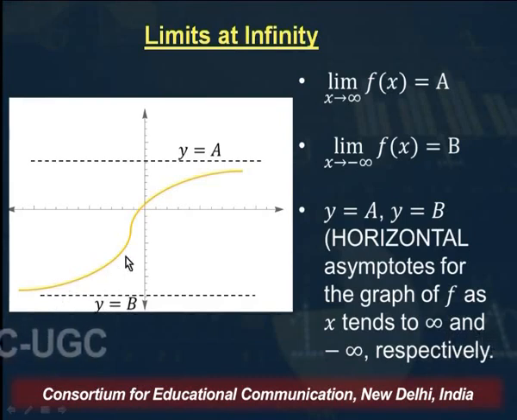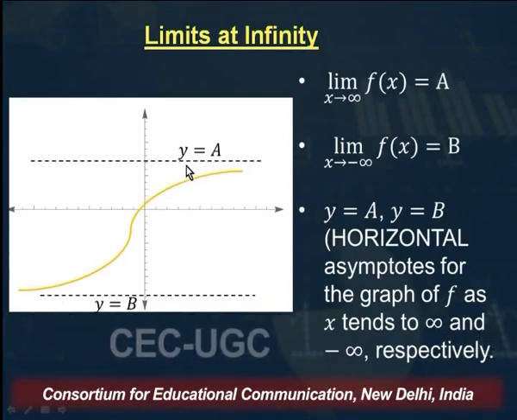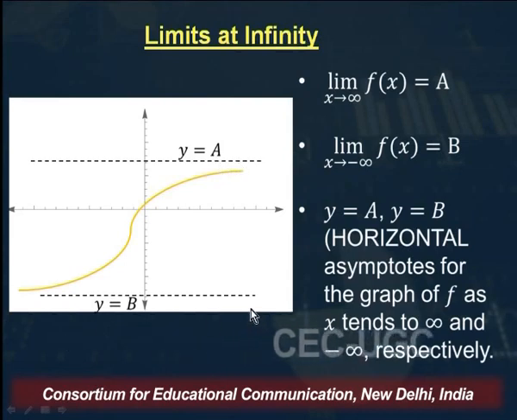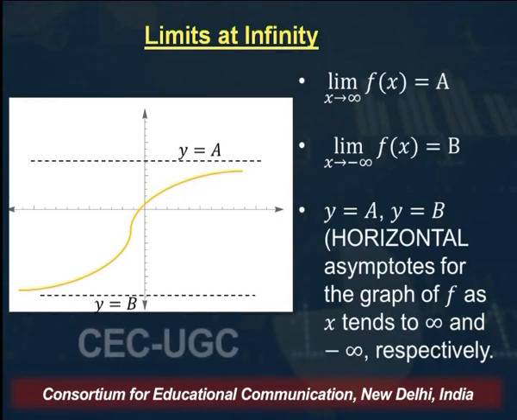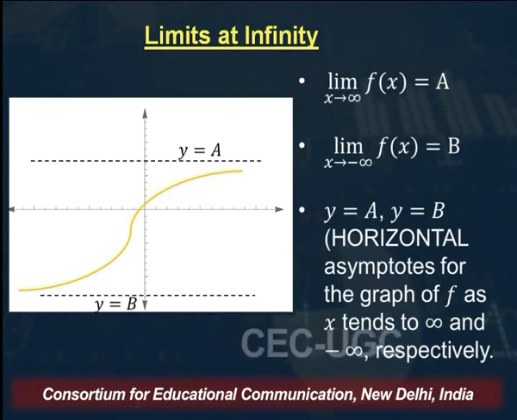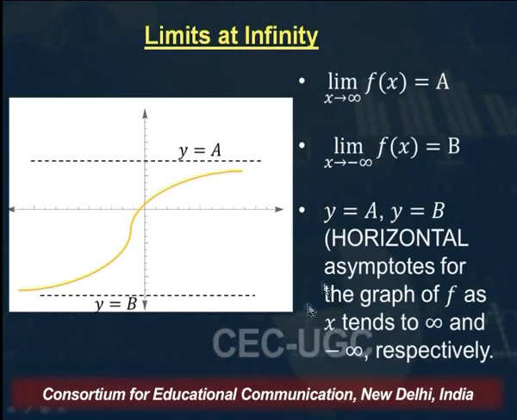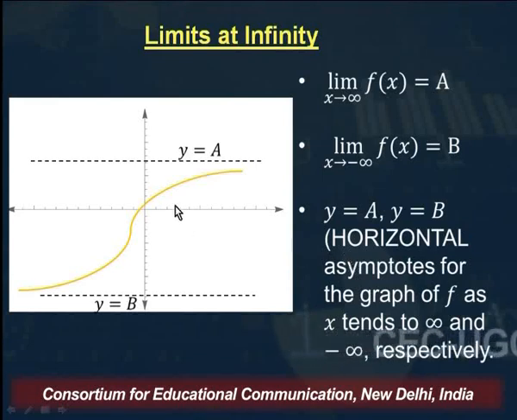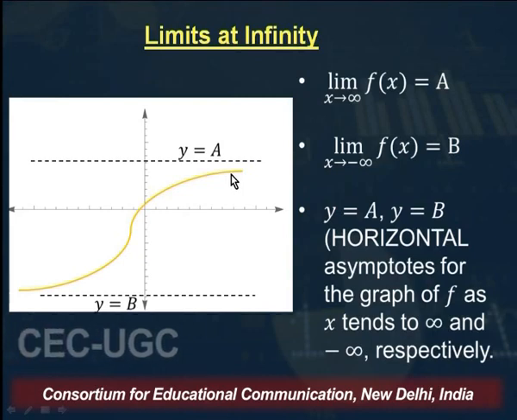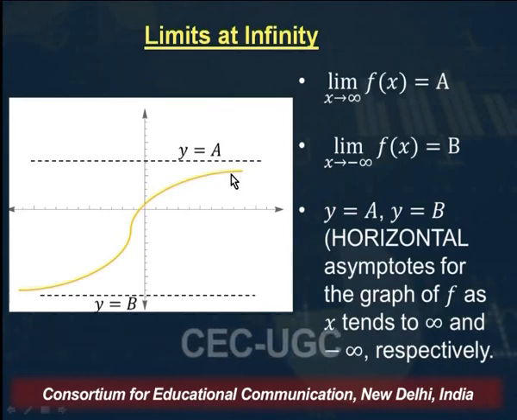Now note here that these horizontal lines, y equal to A and y equal to B, are also known as horizontal asymptotes. So we talked about vertical asymptotes. Vertical asymptotes basically mean that the function shoots off to infinity or minus infinity as x approaches the line which corresponds to the vertical asymptote. Horizontal asymptote basically looks at how the function behaves as x tends to infinity or minus infinity. There's a difference here, so you must understand this.